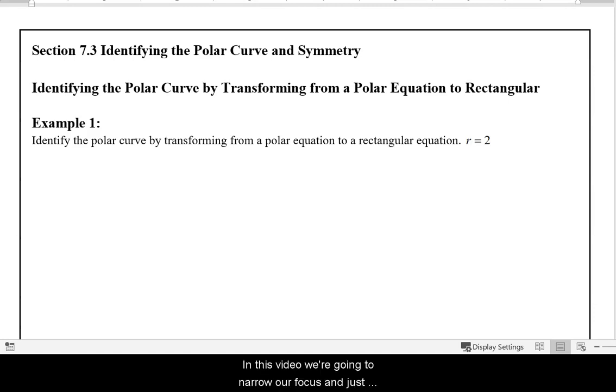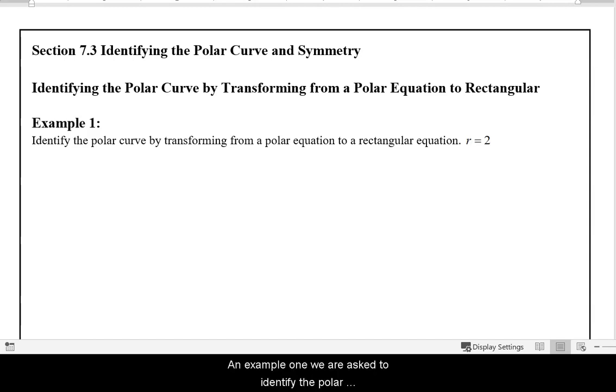In this video, we're going to narrow our focus and just look at identifying the polar curve by transforming from a polar equation to a rectangular equation. And also, we'll take a look at symmetry. I will also use a TI graphing calculator as well as Desmos to show you how to do polar graphing. Let's start with example 1.